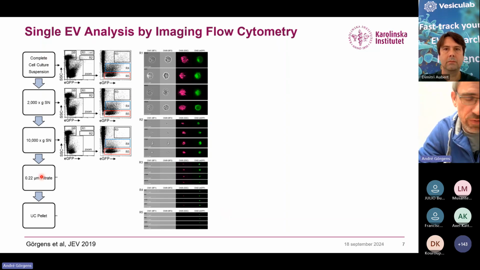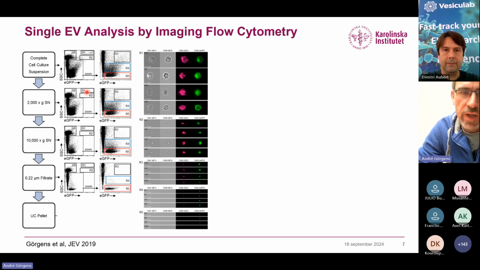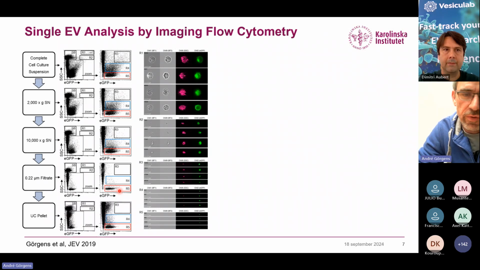That was then evaluated further when we went through an EV isolation procedure, in this case a differential centrifugation scheme, and measured the respective samples after 2,000 or 10,000 g centrifugation. And you see it cleans up more and more in terms of losing the scatter high events. But if you then do a 0.2 micrometer filtration step, what you are left with at the end is this scatter low fluorescence positive population marked as R5. And that's also the population you mainly recover after ultracentrifugation.